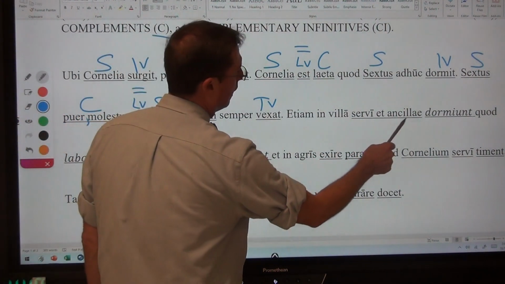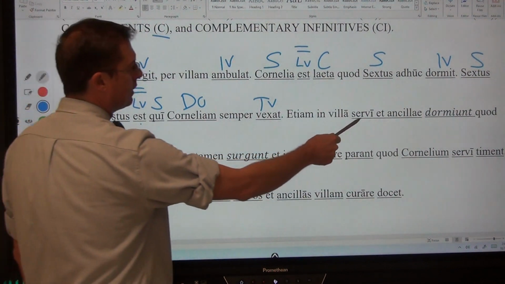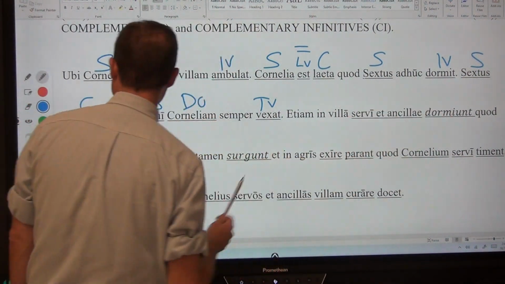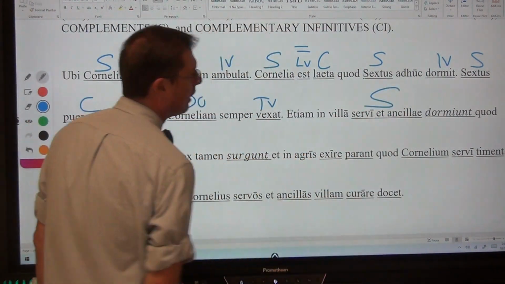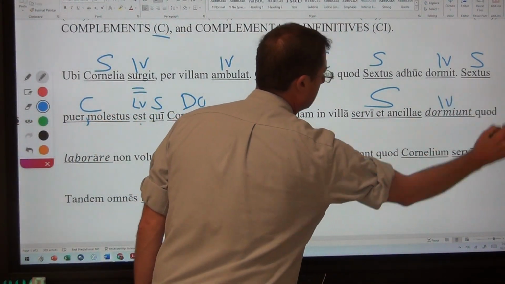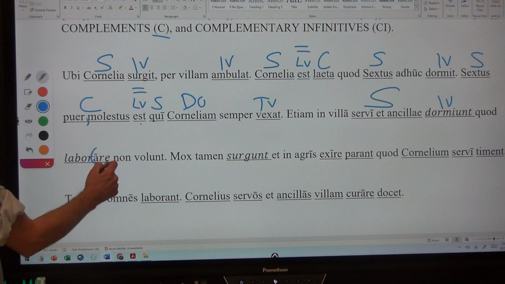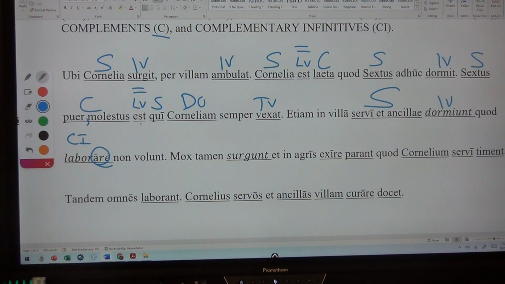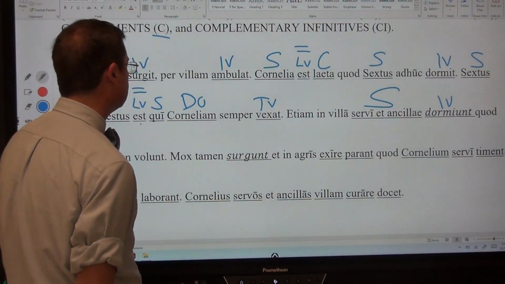Etiam in villa servi ancillaeque dormiunt, quod laborare non volunt. Also in the country house, slaves and slave ladies sleep because they do not want to work. And so slaves and slave ladies are my compound subject because they're the ones doing the sleeping. Sleeping, remember, is an intransitive action. He cannot sleep the Promethean board. And laborare, look, it's an infinitive, so we know that that is my CI, my complementary infinitive. So we move on. Mox tamen surgunt et in agros exire parant quod Cornelium servi timent.